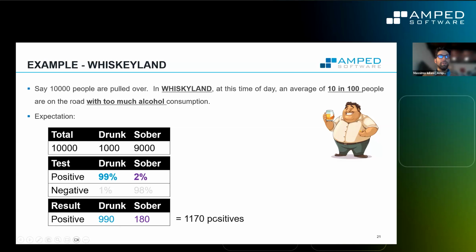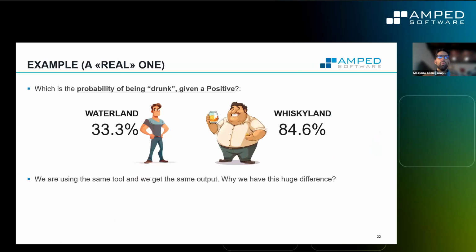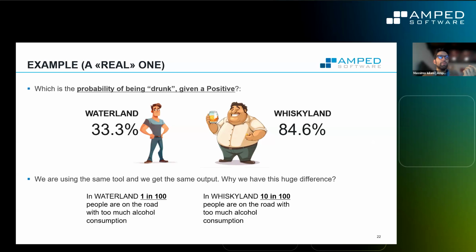Now, in this case, what is the probability, given a positive, that the person was really drunk? It's the number of drunk divided by the number of positives. In this case, it's 84%. Very, very different. So I'm using the same tool that has the same performance in a different place, and the probability of being drunk given a positive is very different. So why is that? What causes this huge difference? Only one piece of information: in Waterland, 1% of the people are on the road with too much alcohol, while in Whiskeyland, 10%. But if you are the police officer testing people, you don't know this information.